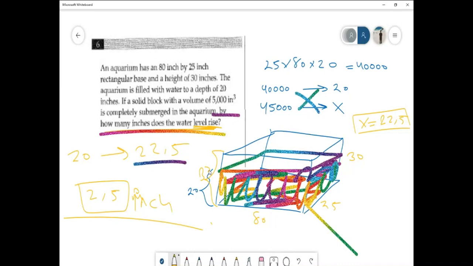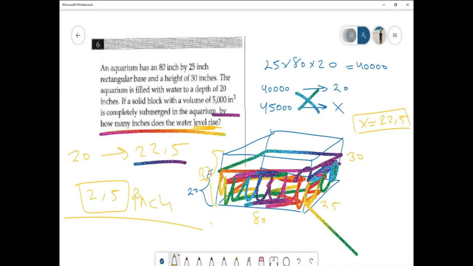And 25 is the height of the aquarium? Not 25, 30 is the height of the aquarium. The aquarium is not important here. The height of water is given. When I add the block, the level of water should be increased. First, I have to find the volume of the water. When I add the block, the volume will be increased, so it means the height of the water should be increased as well.